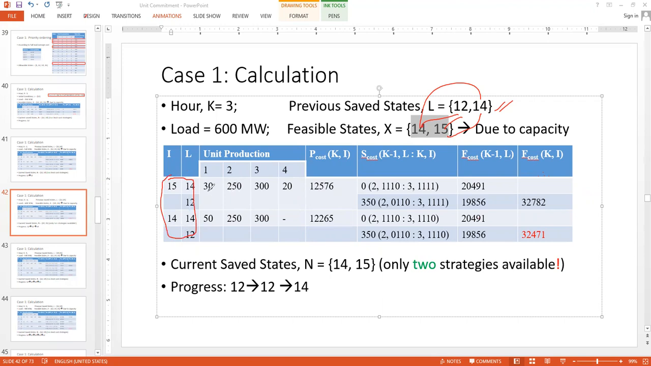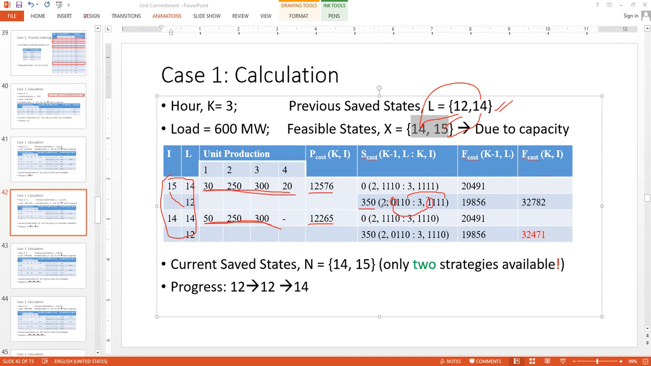Again, I think by now you should be able to do this, so I'm not going to discuss in detail anymore. So you choose the unit production, you calculate the P cost for each of these transition production costs. The transition cost from 12 to 15, again, this is the transition. So from 12 to 15, there are 2 bits that are to be updated, but for the 4th unit, you don't have any startup cost. So only startup cost will be here for unit number 1, and that is 350.